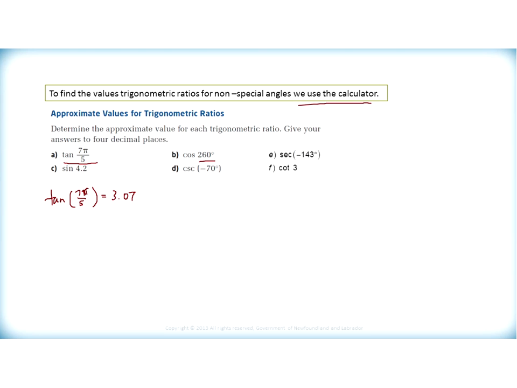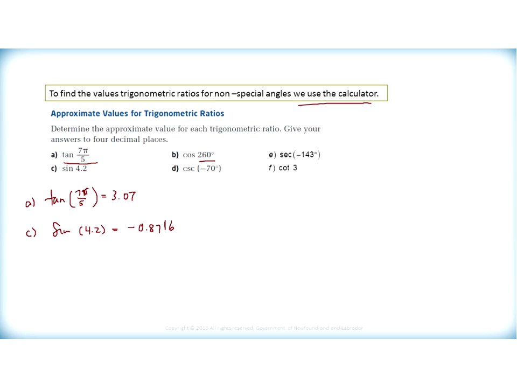B, the cosine of 260. I'll tell you what, before we do B, let's do all the ones in radian measure first, because our calculator's in radian mode, so let's stick with radian mode here. Let's do C next. You're looking for the sine of 4.2 radians. Make sure your calculator's in radian mode, and just hit sine of 4.2. And you should get an answer of approximately negative 0.8716.